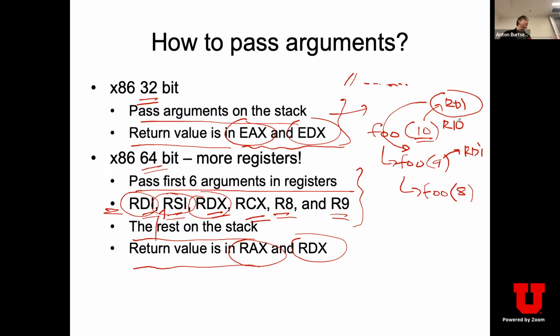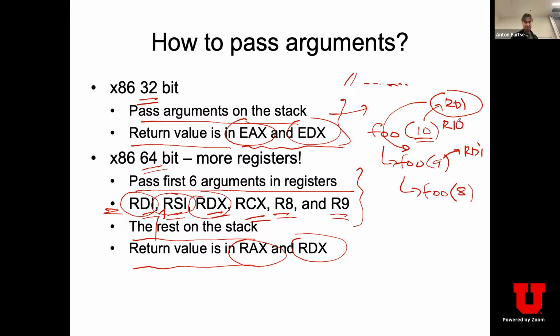And in a second, we will talk about yet another convention, which defines who has to save the registers on a function invocation boundary, because part of the registers is saved by the callee and part is saved by the caller, right? We'll get there in a second.